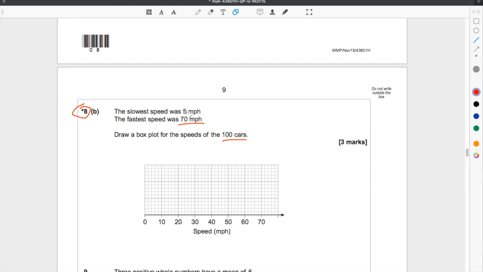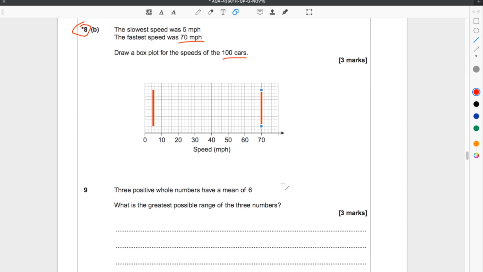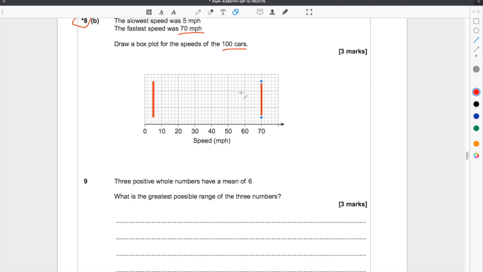The slowest speed is 5 miles an hour. So we find 5 on here, which is going to be there, and draw a line. It doesn't matter about the length of the line, the height of the line, as long as it's at 5 miles per hour. The fastest speed was at 70, so we go from the same point we have there. Okay, and now we need to find the upper quartile and the lower quartile.